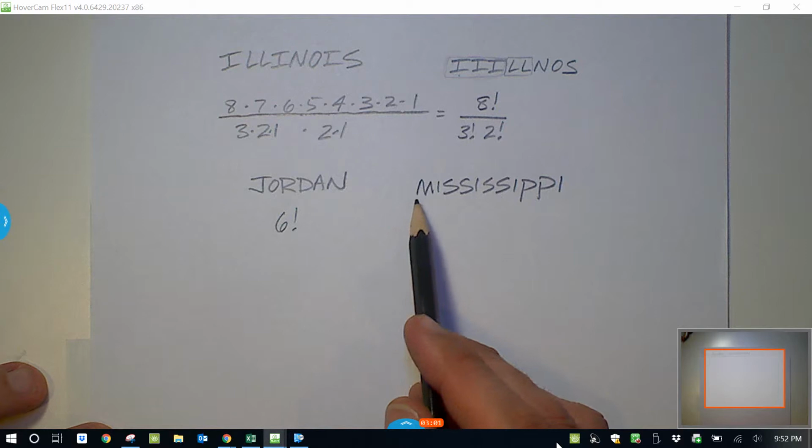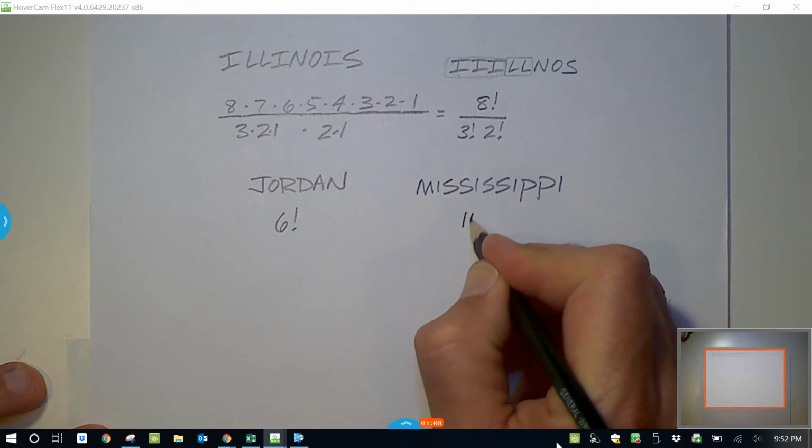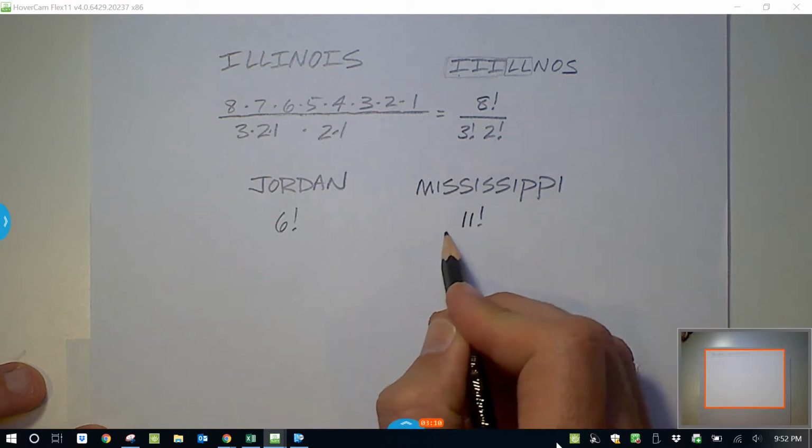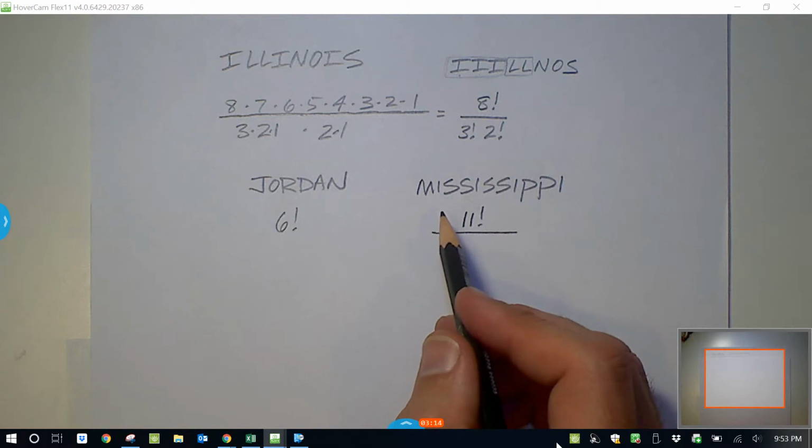Okay, so we count up the number of letters in the word. There are, can't count, there are 11. So we're going to write down 11 factorial, but then we have to remove the orderings of the repeated letters.